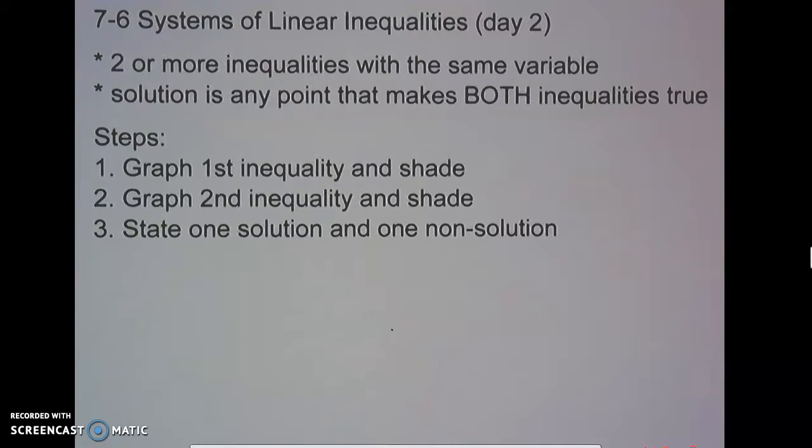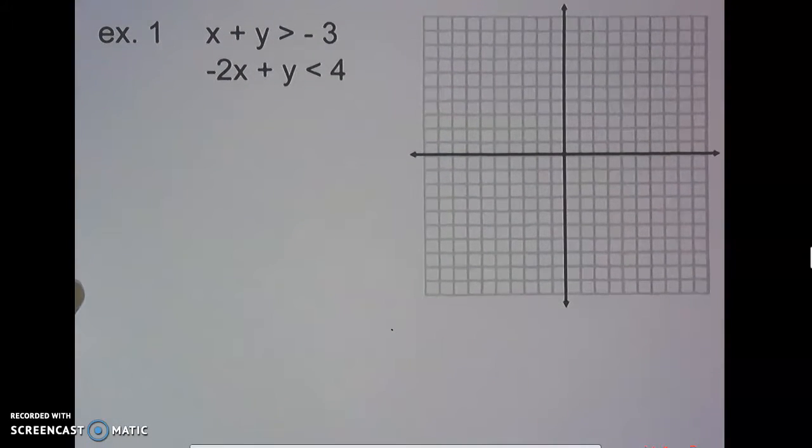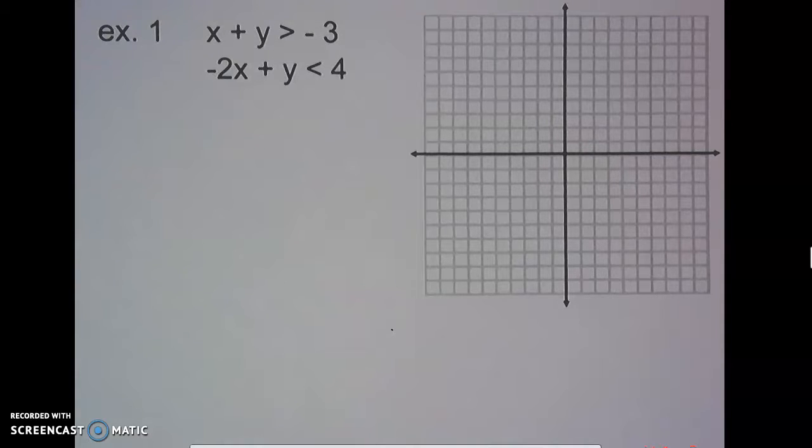So in order for these inequalities to be graphed, they do need to be in y equals mx plus b form, slope-intercept form. And yesterday they were all ready to go for us. Today we're going to look at some questions where they're not necessarily ready to go. So if we have x plus y is greater than -3 and -2x plus y is less than 4, we're going to go ahead and graph these. And I'm going to use two different colors again.